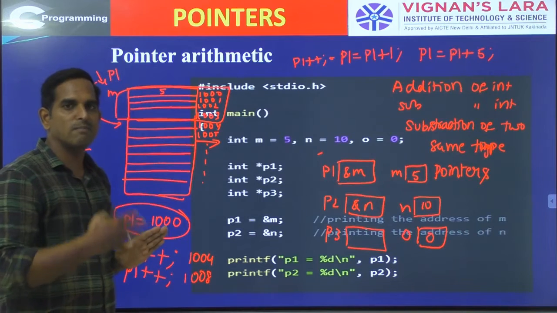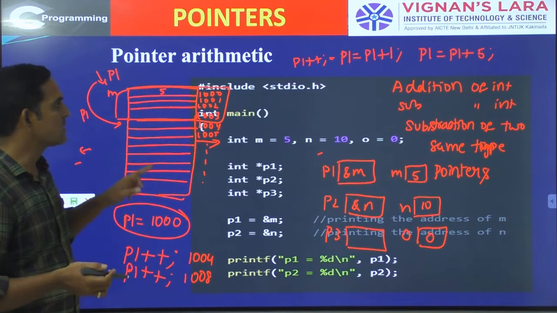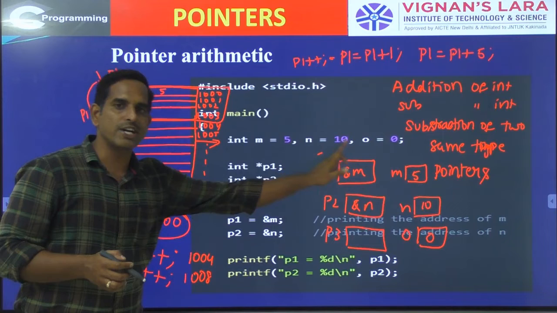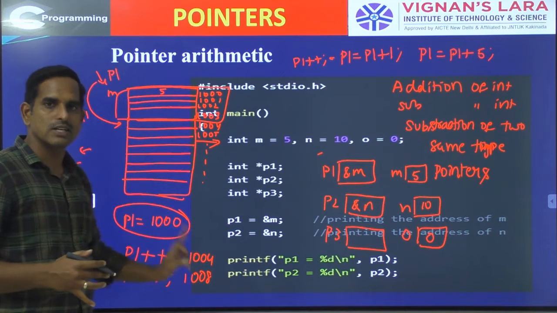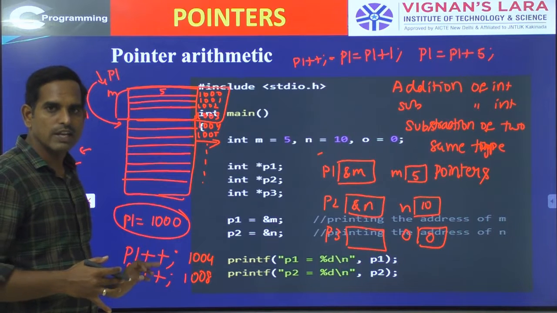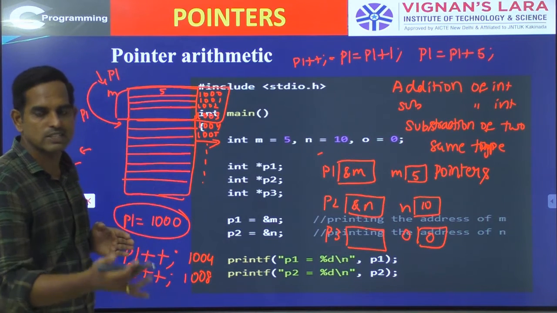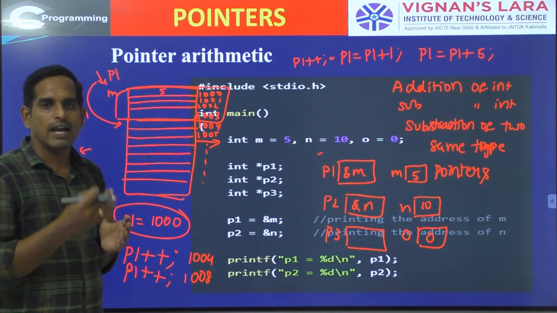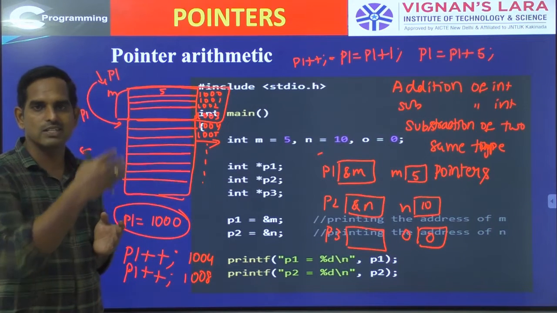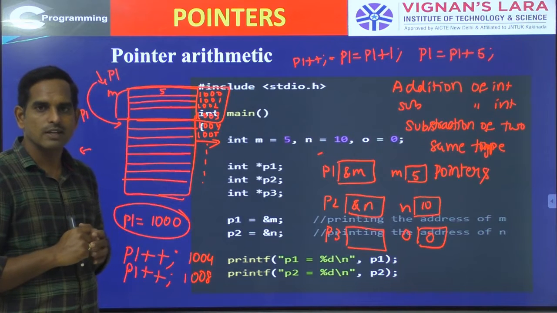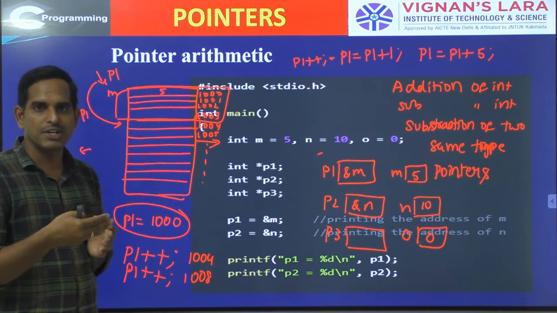Okay, when I perform pointer arithmetic, that is, if I take a pointer and point it to one of the integers, and if I increment, I will go to the next integer value. If I again increment, I will go to the next integer value. Like this, I can have a pointer and keep incrementing to get to the next integers in memory. So this is called pointer arithmetic.